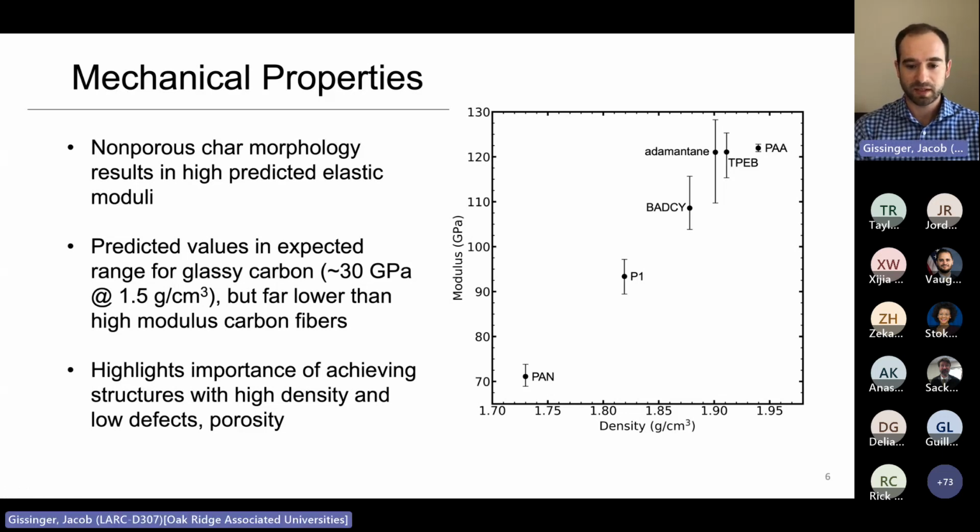In both cases, they were over-predicted by our models, but that is not too surprising because the model that we end up with essentially has no defects and no large porosity. So one of the things we're looking at is how to couple these types of atomistic simulations with larger scale models that can include large pores and large defects, which play a very important role, of course, in the ultimate strength and other mechanical properties of your material.